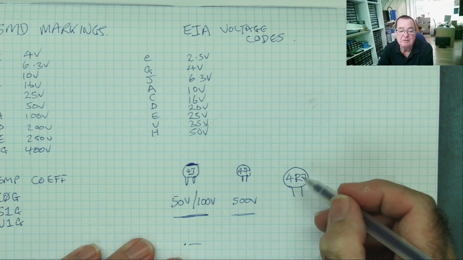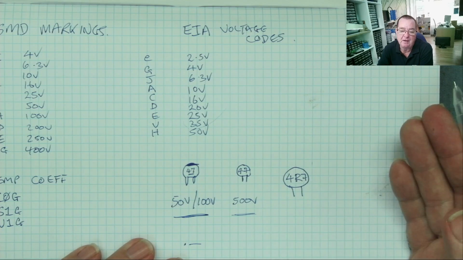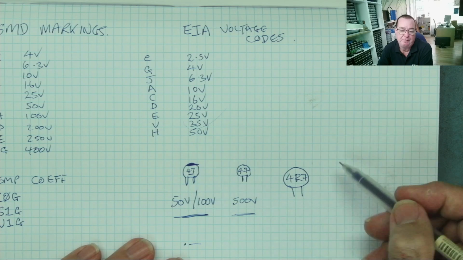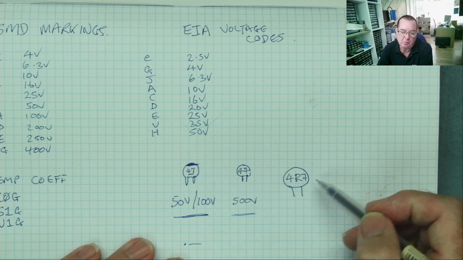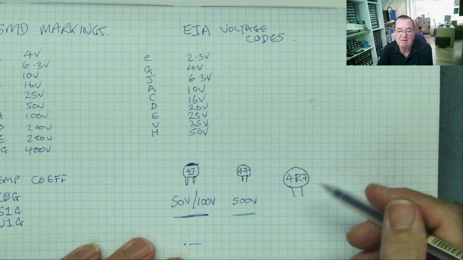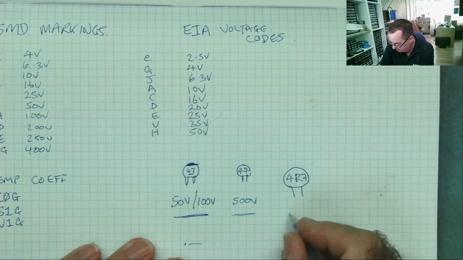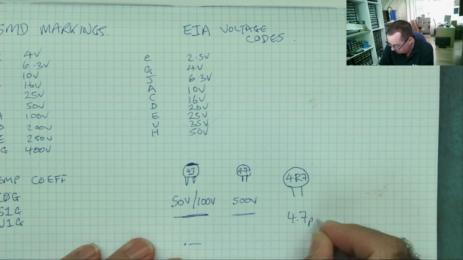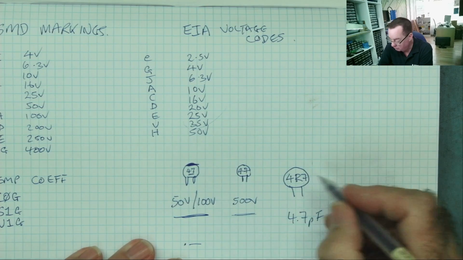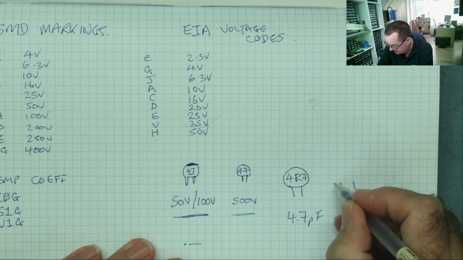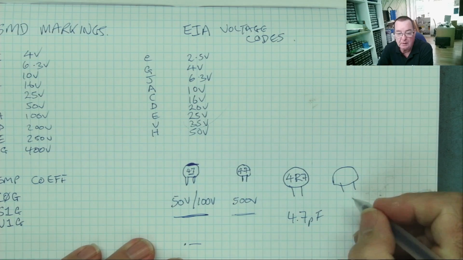If you see these, the R actually just specifies the decimal point, like you find in resistors, 2R2 and so on. But the value is still in picofarads, even though it's an R. So 4R7 would be 4.7 picofarads. And you may also find ceramic capacitors like this. I haven't got any again to show you.